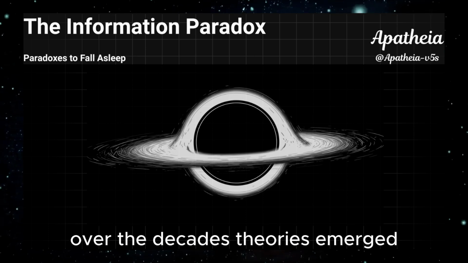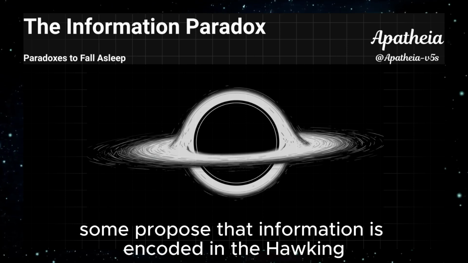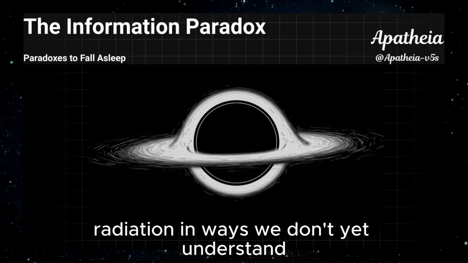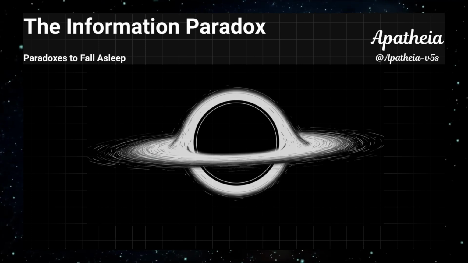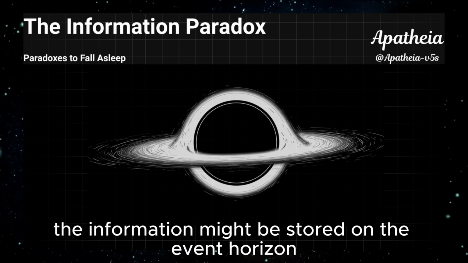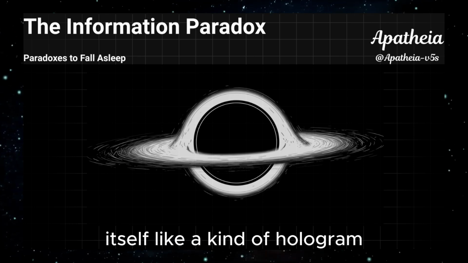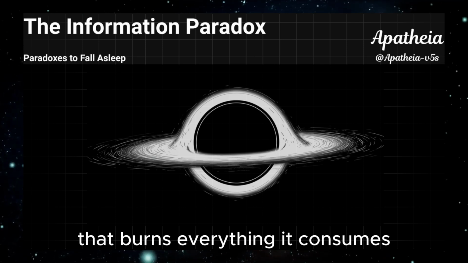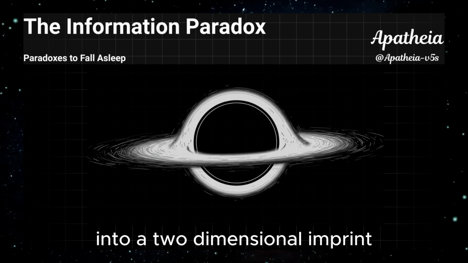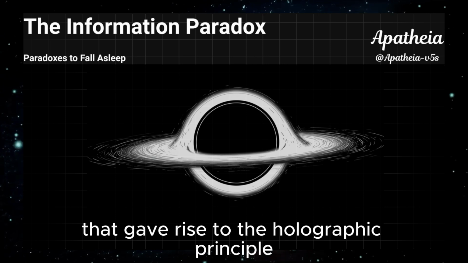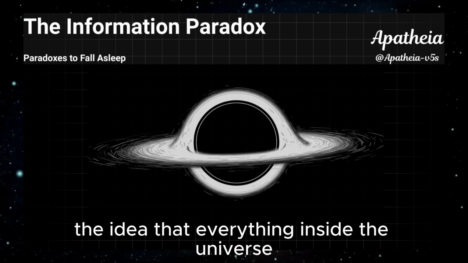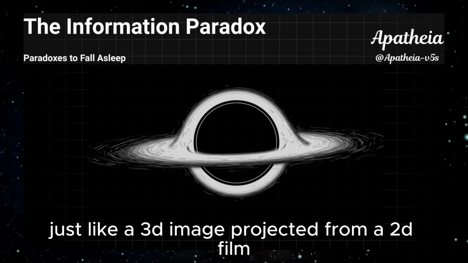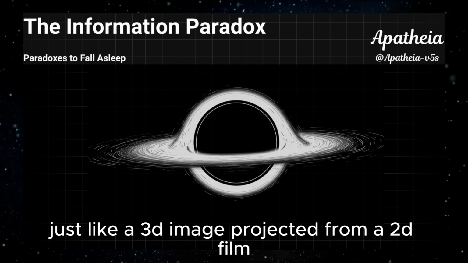Over the decades, theories emerged. Some propose that information is encoded in the Hawking radiation in ways we don't yet understand, hidden patterns in the chaos. Others said the information might be stored on the event horizon itself, like a kind of hologram, a cosmic recording surface that burns everything it consumes into a two-dimensional imprint. That gave rise to the holographic principle, the idea that everything inside the universe might actually be encoded on its outer surface, just like a 3D image projected from a 2D film.